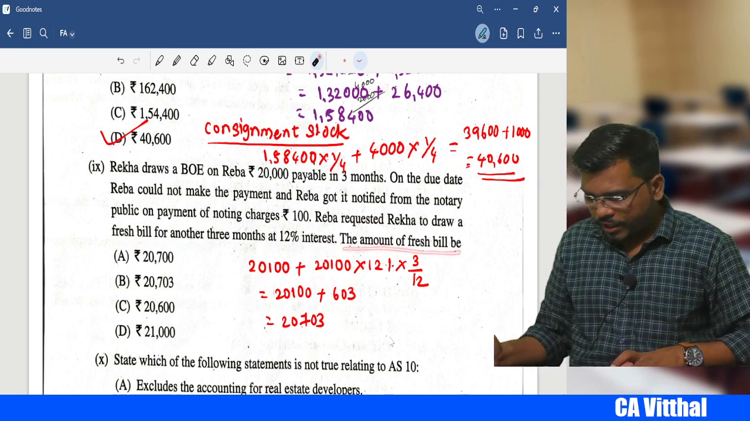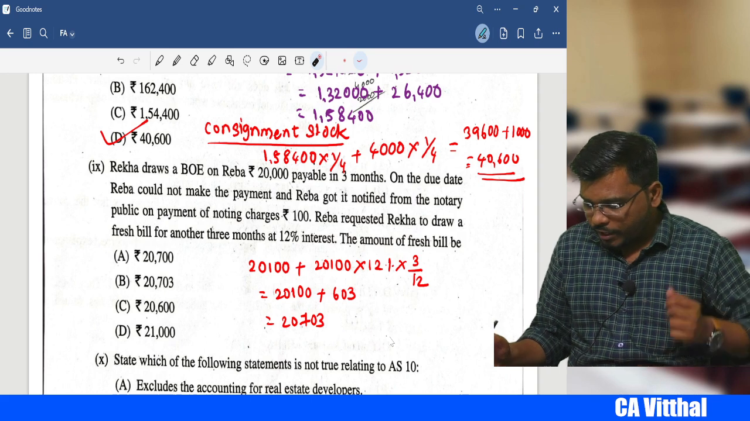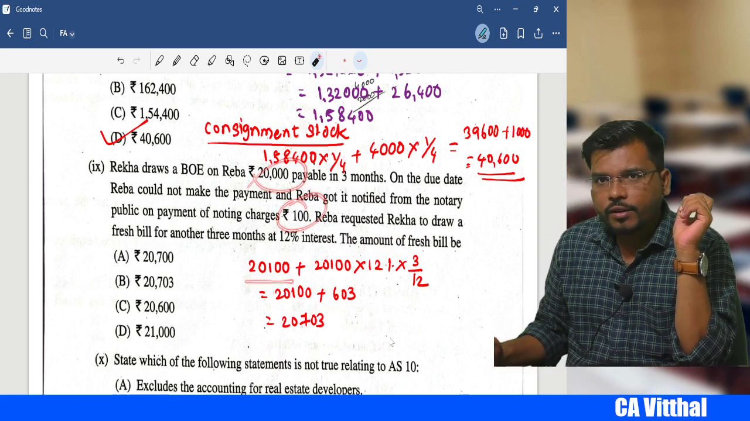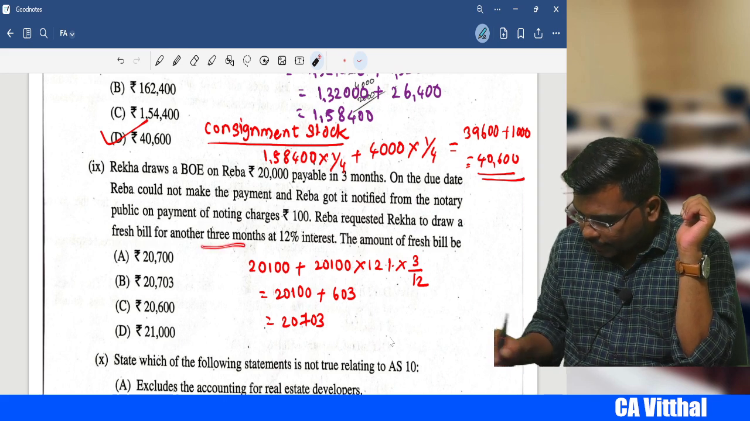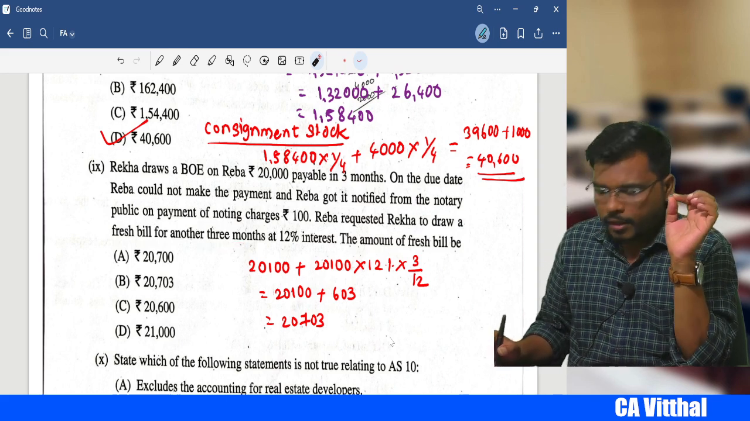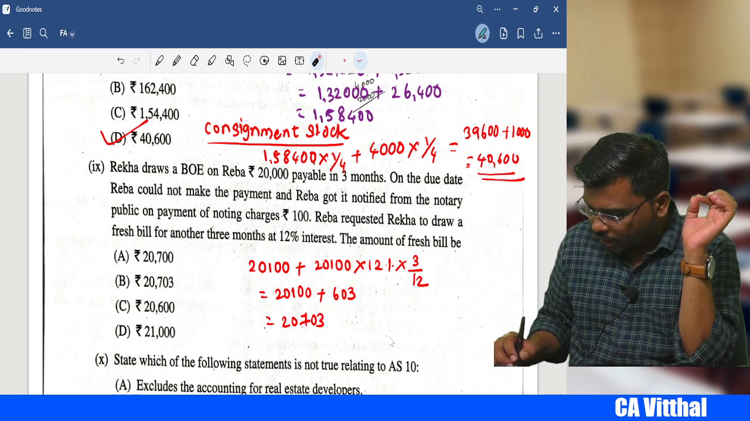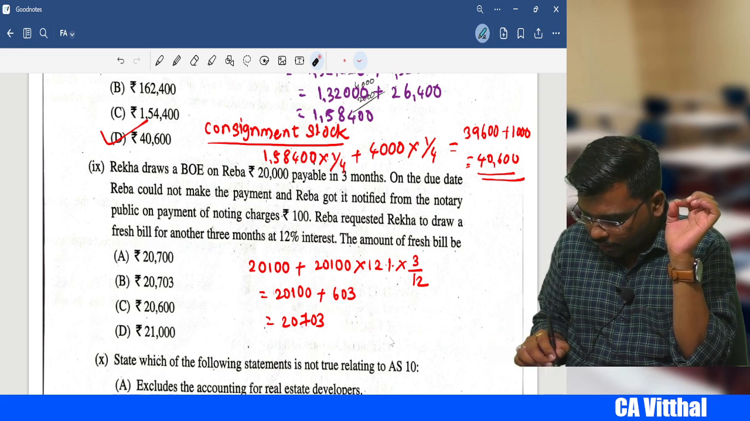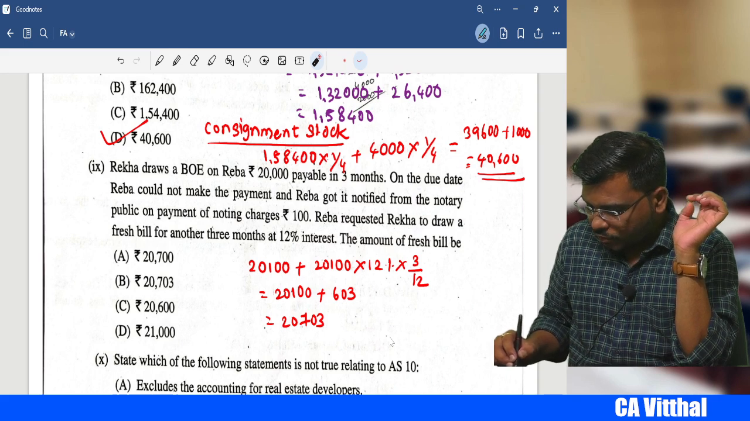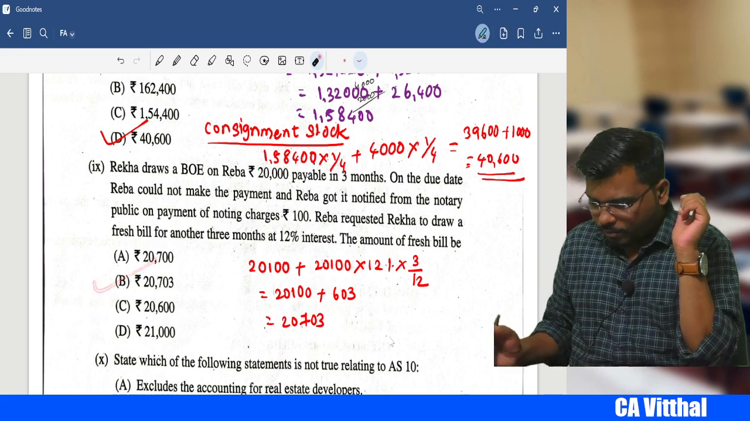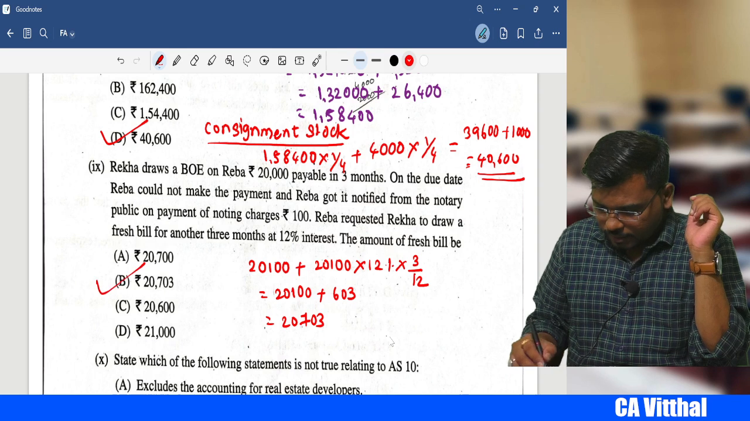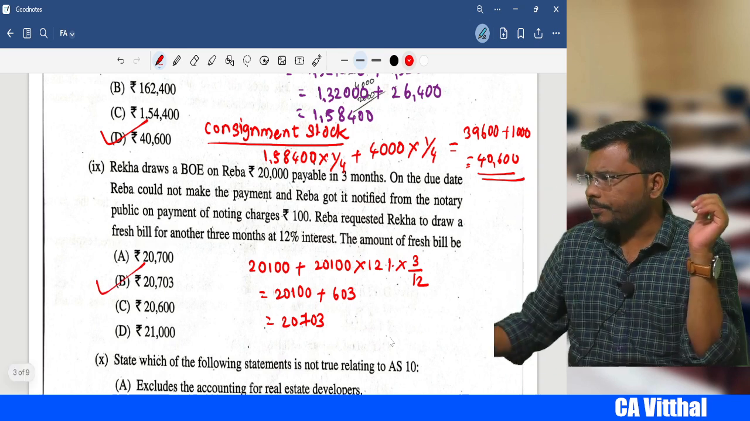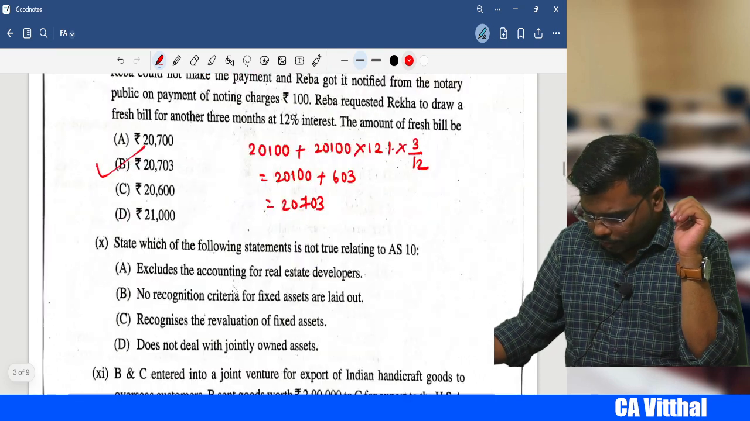The amount of the fresh bill will be how much, my dear student? So the fresh bill will be very simple. Old bill 20,000 plus 100, 20,100. Then 3 months' interest we add there. So 20,100 into 12% into 3 by 12. So we get 20,100 plus the interest 603, which is 20,703. So option B is the correct answer. Right, my dear students? I hope it is clear to everyone, right? Okay. Let's come to the next one.